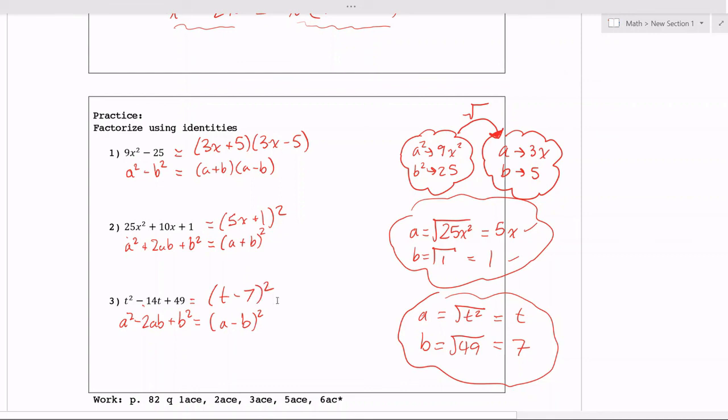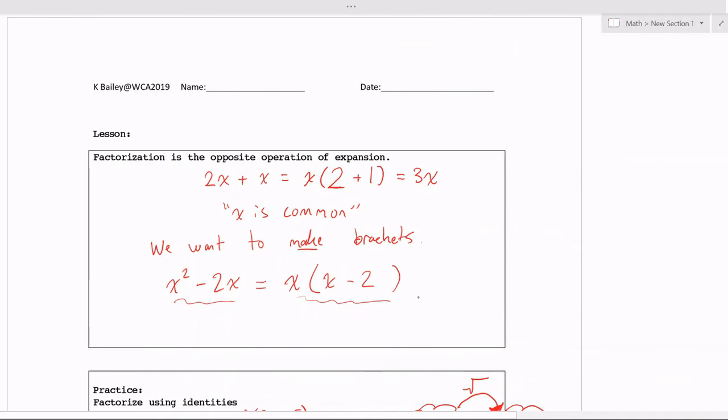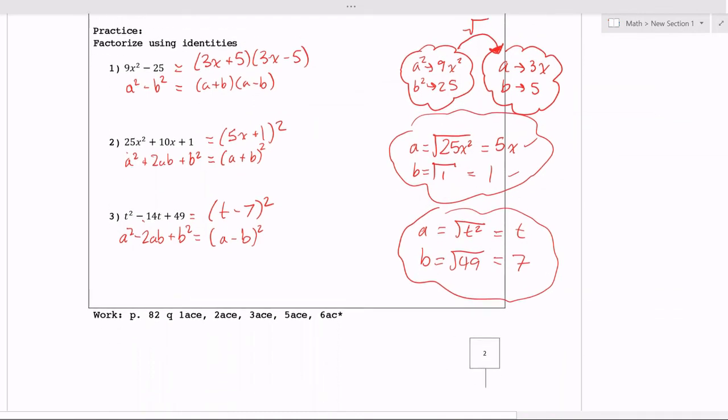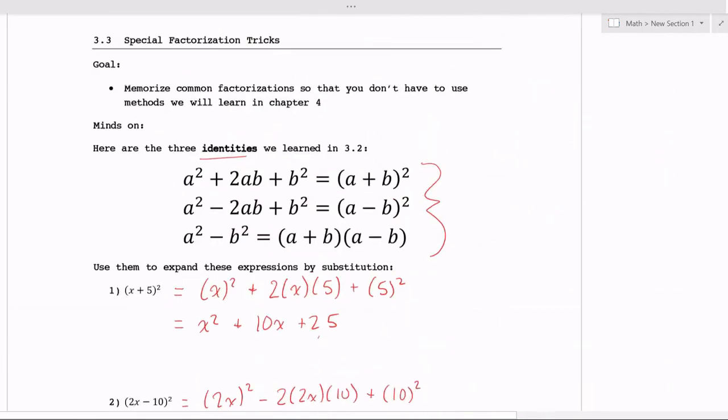Right. So this section, a lot of memorization, and that's about it. There are some other tools that are going to be useful for you. The most important tool is that you're able to common factor. There are some problems in the work for this chapter that when you look at them, they will not look like an identity, but if you common factor, then they will look like an identity. And that is all. All right, that's chapter 3.